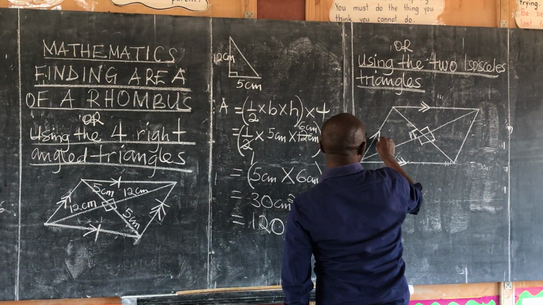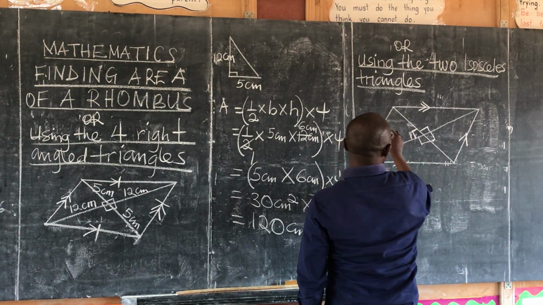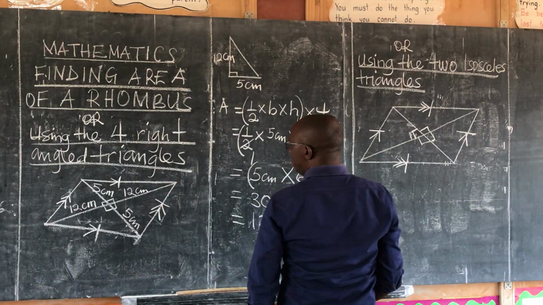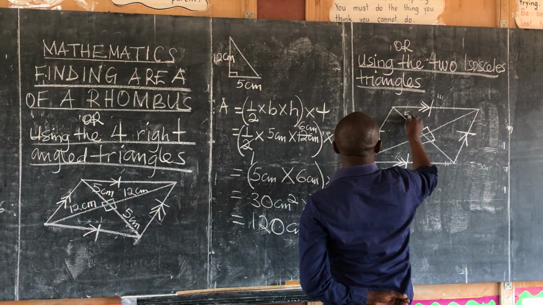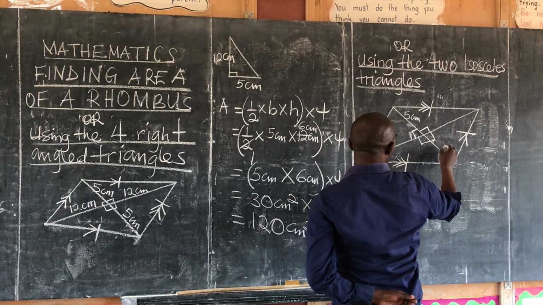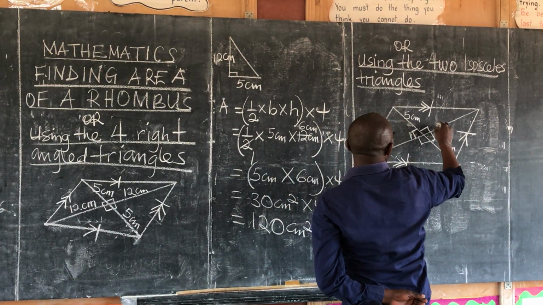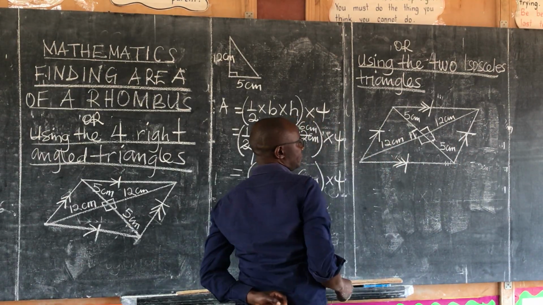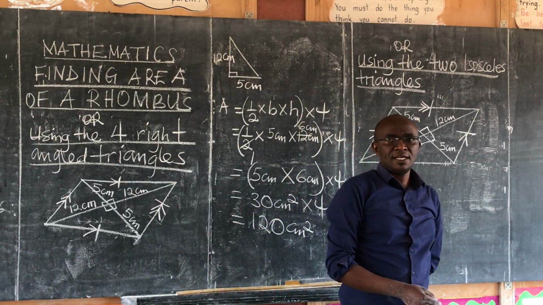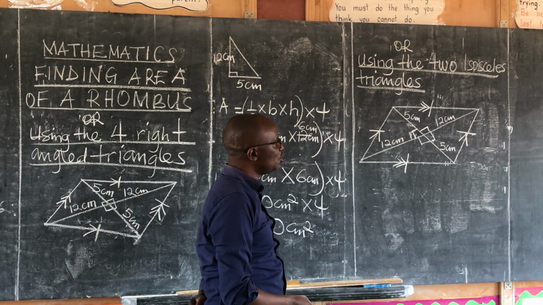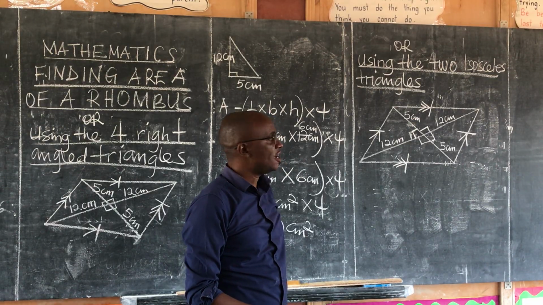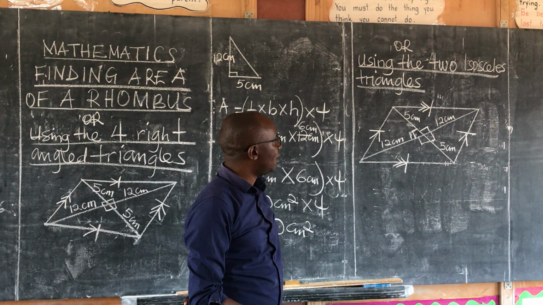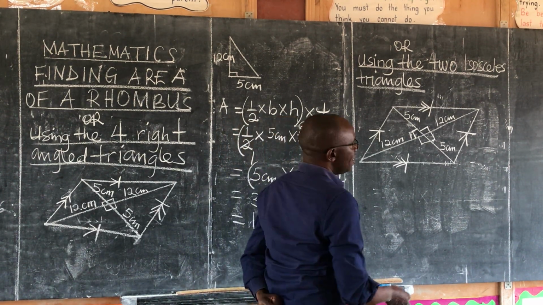This side is parallel to this side, and all the sides are equal. All the sides of the rhombus are equal. So it is 5 centimeters by 5 centimeters, 12 centimeters by 12 centimeters. And that is how it is. Now remember, we are finding the area using the 2 right isosceles triangles. And which are the isosceles triangles? There is this one.